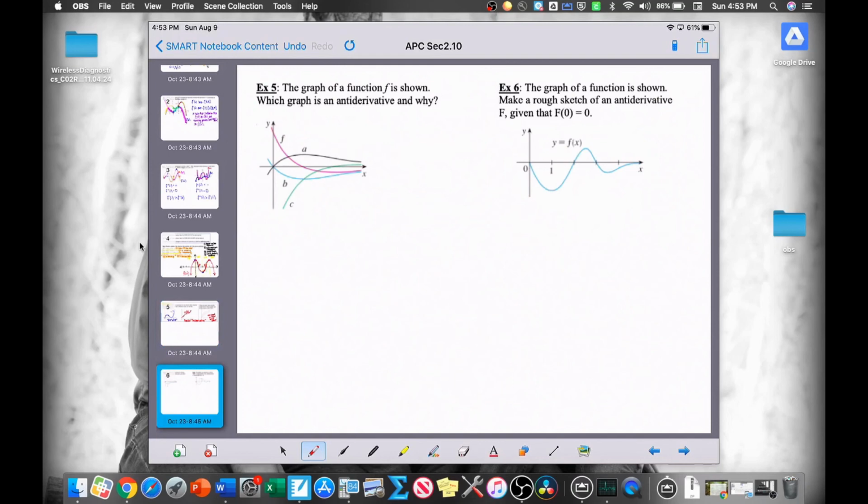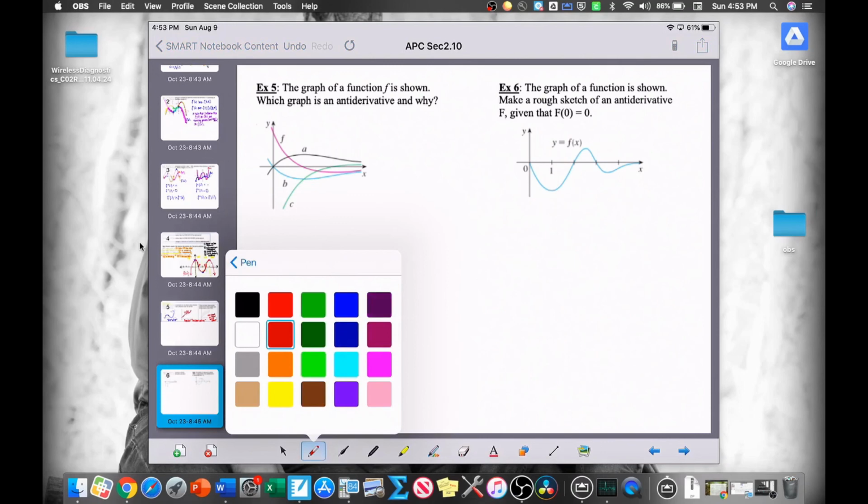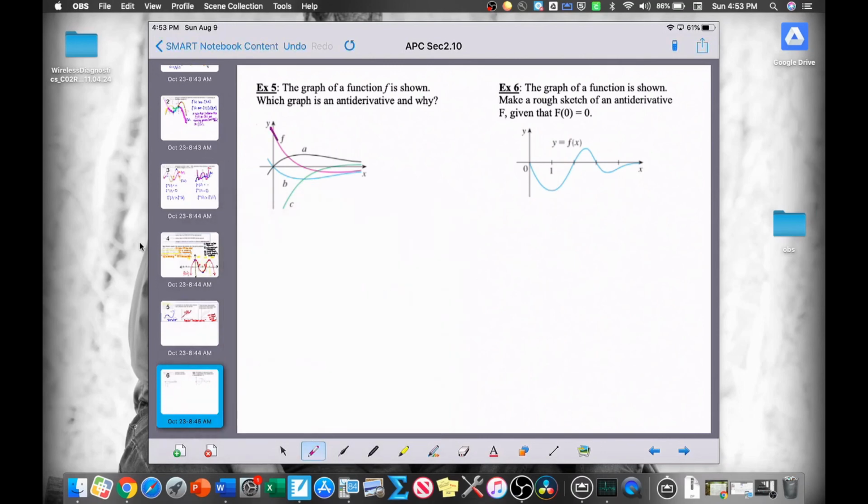Our last example, example 5, they give us a function f. F is the pink graph here, so on your paper you might want to color code that. Here is f of x. And they want us to determine which graph is a possible antiderivative and why. So only one of A, B, or C is the antiderivative for f. So the easiest way to do that is to look at the slopes, okay?